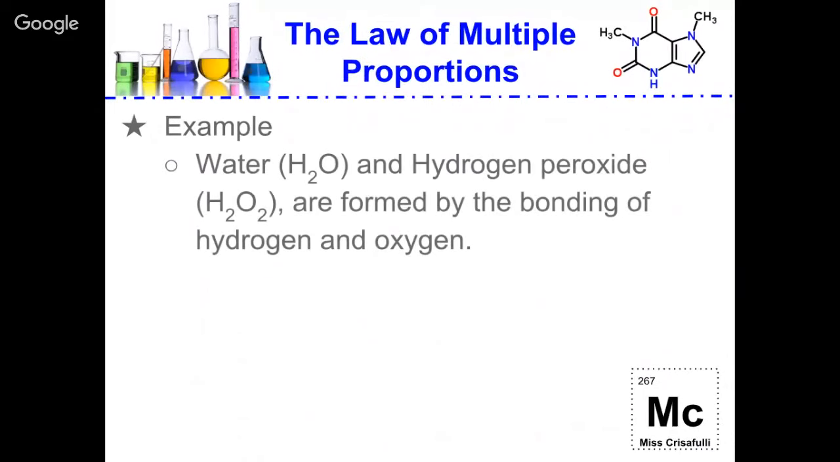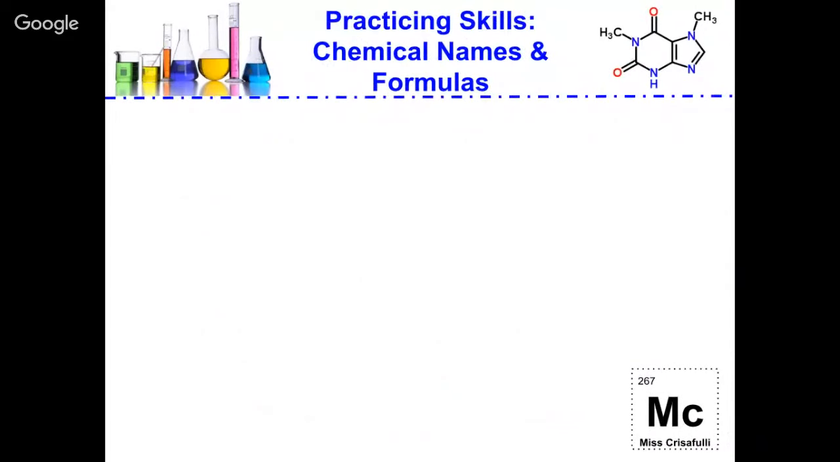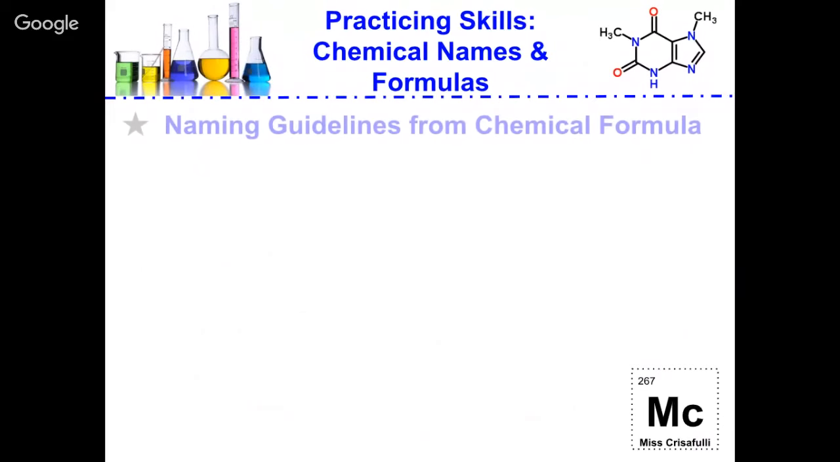Another example is water and hydrogen peroxide. They're both formed by the bonding of hydrogen and oxygen. However, they have different chemical properties and formulas. So those are the two laws that talk about how chemical formulas and compounds are made. But let's talk about how we're going to practice all of this naming.